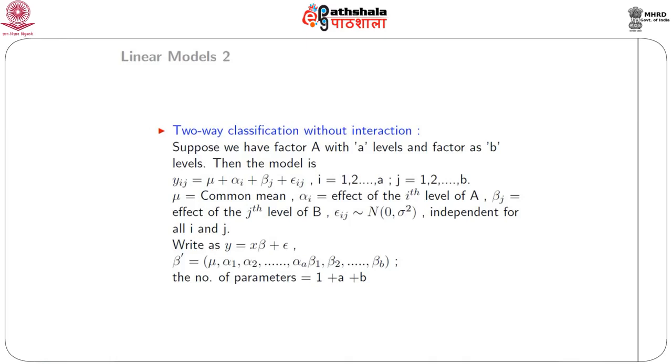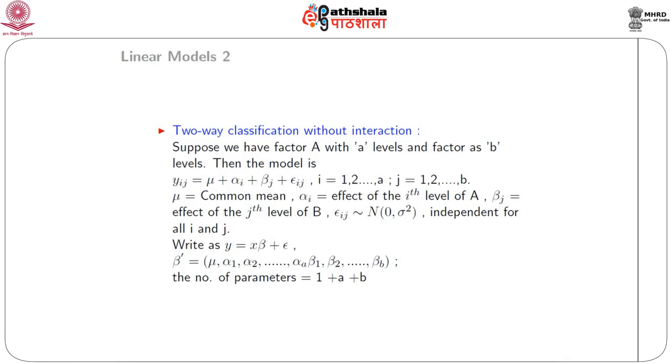Epsilon ij's are of course assumed to be IID with normal 0 sigma square distribution, and they are all identical and independent. Now, let us understand what is meant by mu. If we do not apply the effect of A at all and we do not apply the effect of B at all, and if we live in a world where there are no random errors, then the value that Yij would have taken would be just a constant, and it is this constant that we are taking as mu.